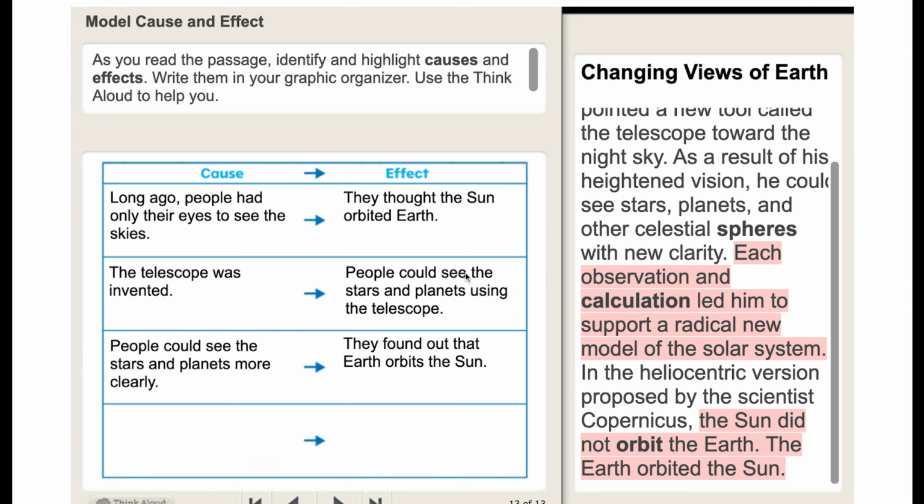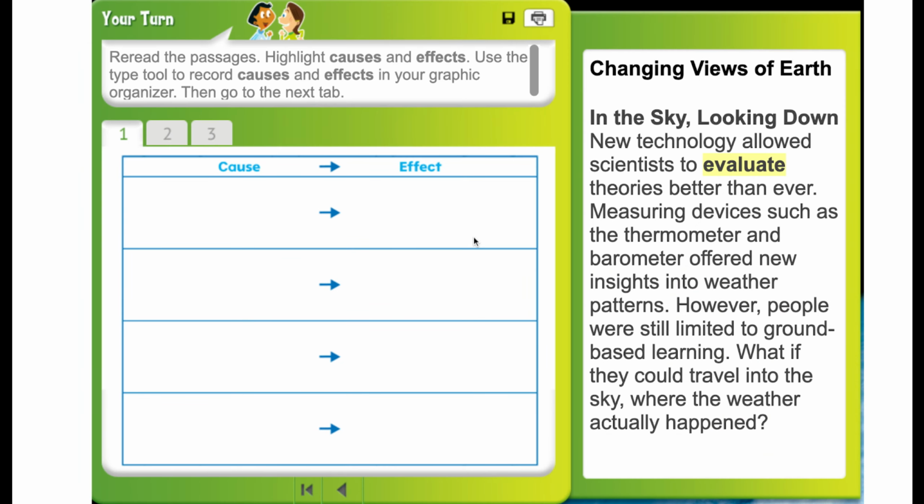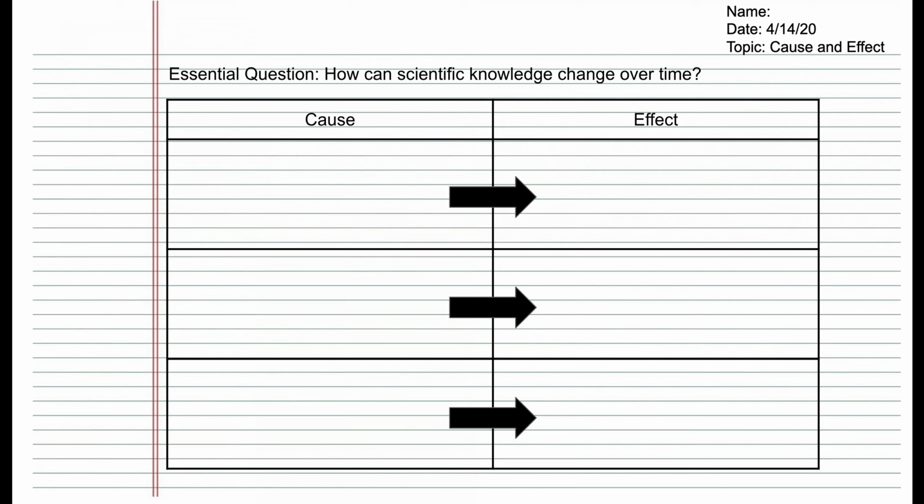Your job now is to create your own notes, identifying cause and effect relationships due to the inventions of things like the thermometer and barometers. So, grab a paper and let's set up your notes. In the top right-hand corner, put your name. Today's date is 4/14/20, and our topic today is cause and effect. Our essential question on the first line is, how can scientific knowledge change over time?